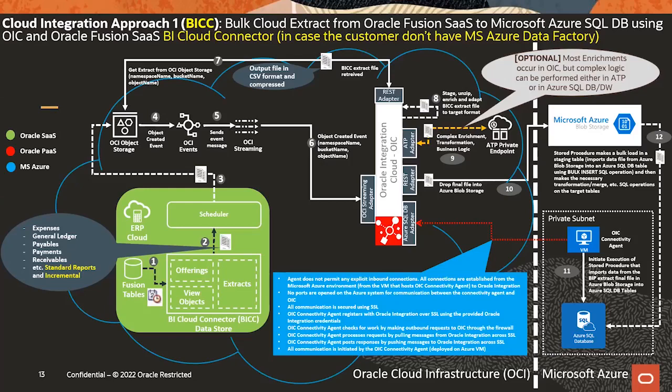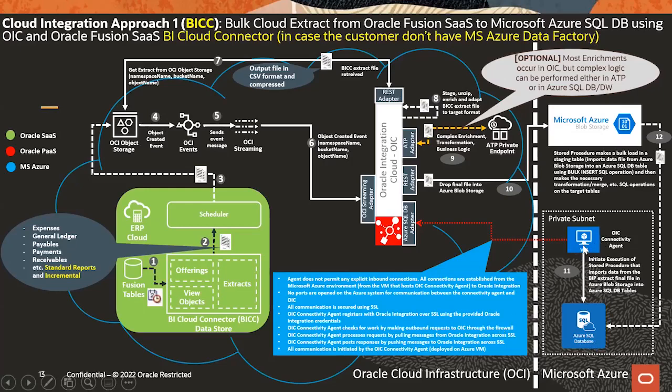So why are we using the connectivity agent here? Because we have seen that customers sometimes don't want to expose the Azure SQL database or data warehouse publicly, right? The most common pattern is that they have deployed this Azure SQL database in a private subnet within Microsoft Azure. So the idea is that our connectivity agent can be installed in a virtual machine in the same private subnet as the Azure SQL database or data warehouse.